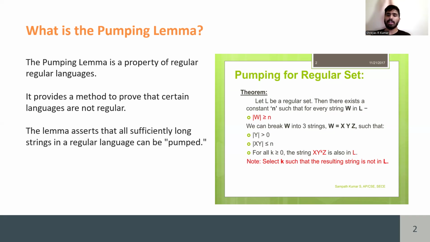Then there exists a constant n such that for every string w in the language L, the length of w is greater than or equal to n. We can break w into three strings, w equals xyz, such that the length of y is greater than 0, the length of xy is less than or equal to n, and for all k greater than or equal to 0, the string x y^k z is also in L. Note: to disprove regularity, select k such that the resulting string is not in L.